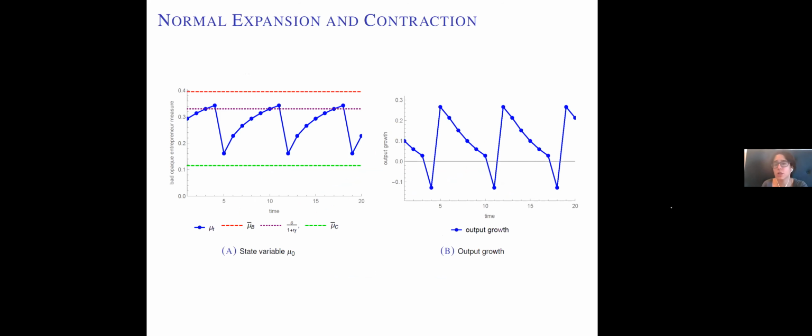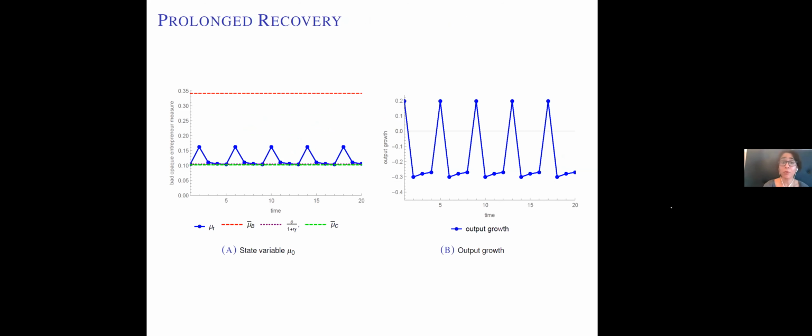Now, it turns out that this is not the only type of cycle that the model can generate. The model, depending on the parameters, has three major classes of cycles. One is a normal expansion and contraction, second, prolonged recovery, and third, double dip recessions. So normal expansion and contraction is exactly what I told you. There is a long expansion, in which the output growth is high, although it's falling, and there is a short contraction.